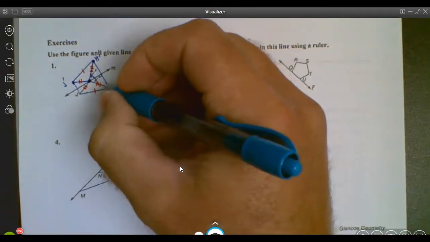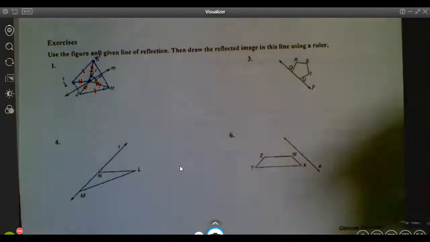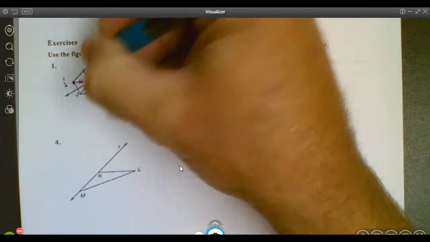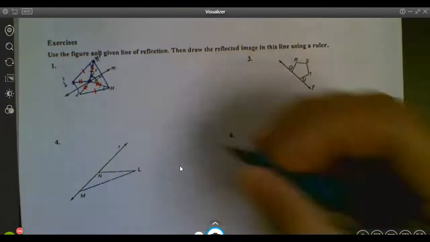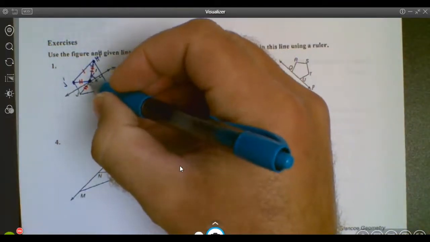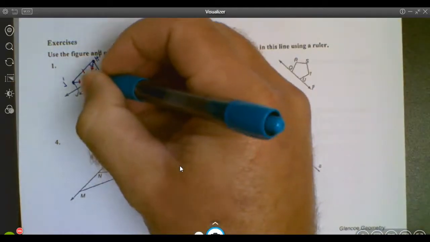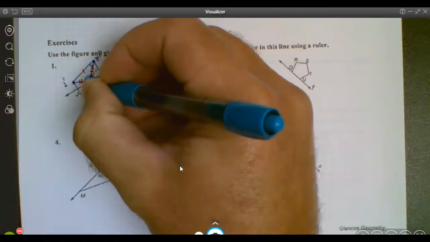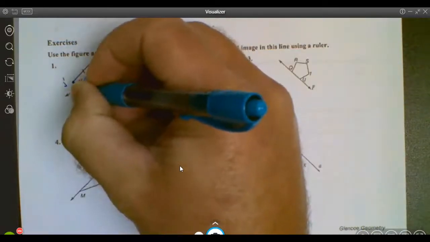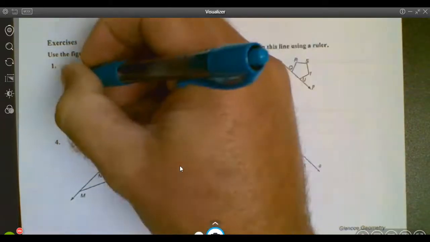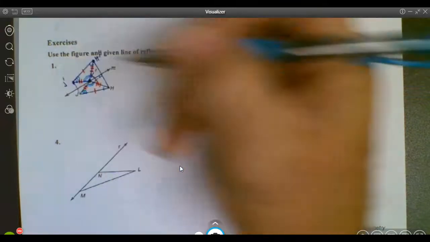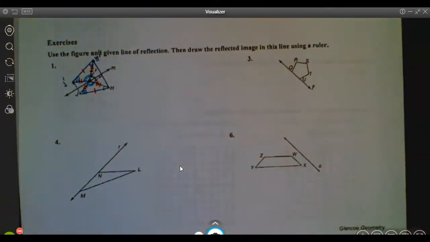So angle H here is still congruent to angle H here. Those angles still match. Angle K is still congruent to angle K. And angle J, I should use double lines for those. And angle J, which I'll use 3 lines for, is still congruent to this angle J. So all 6 corresponding parts still match. They're still congruent to each other.